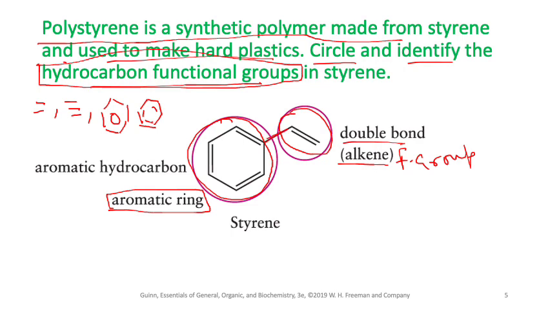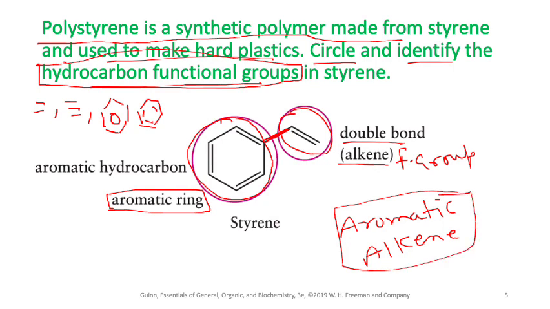And then we can see we have a single bond over here, but we know a single bond cannot act as a functional group because it has no chemical properties. So we have just 2 functional groups in there. One of them is the aromatic ring, and the second one is an alkene. From this type of structure, you can easily figure out which type of hydrocarbon functional group you have. Let's take another example.